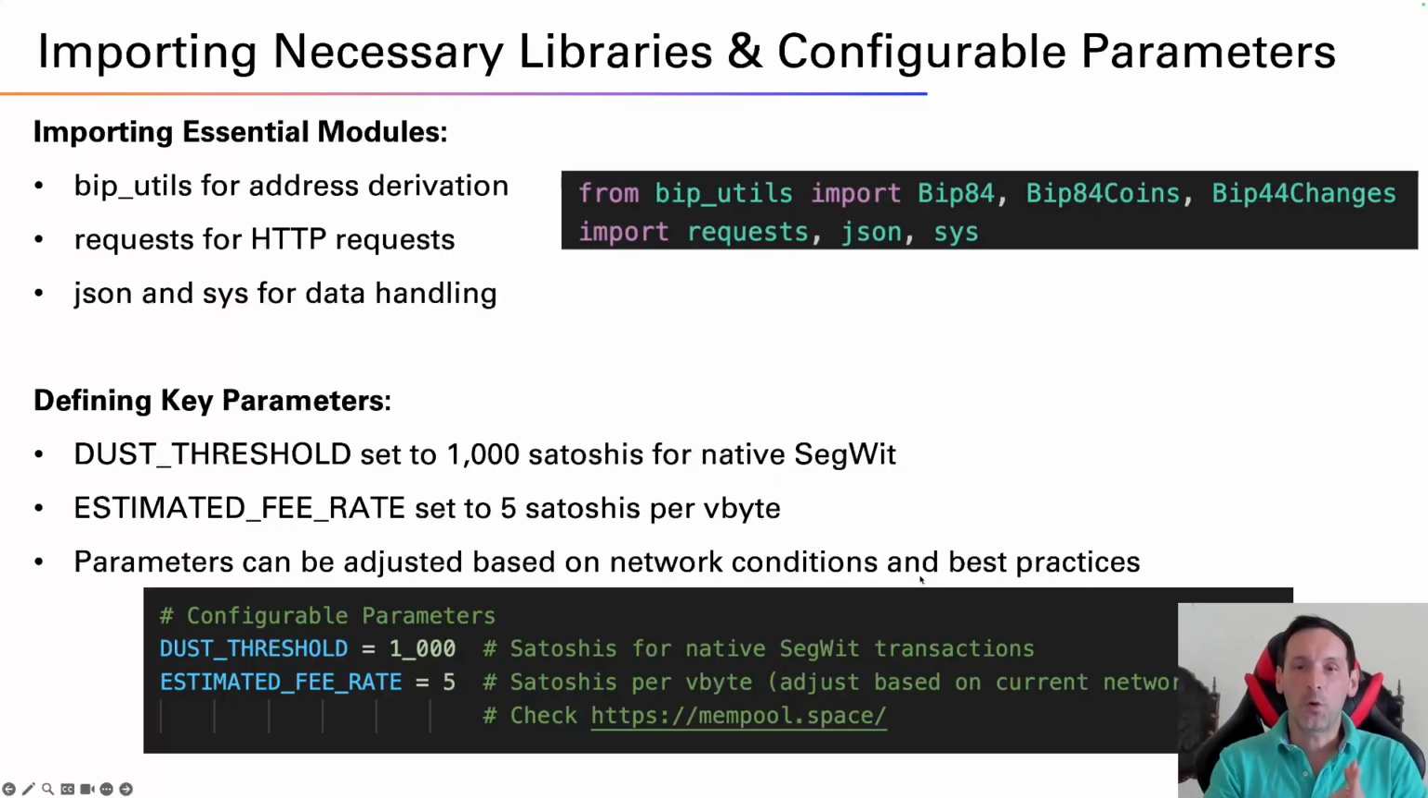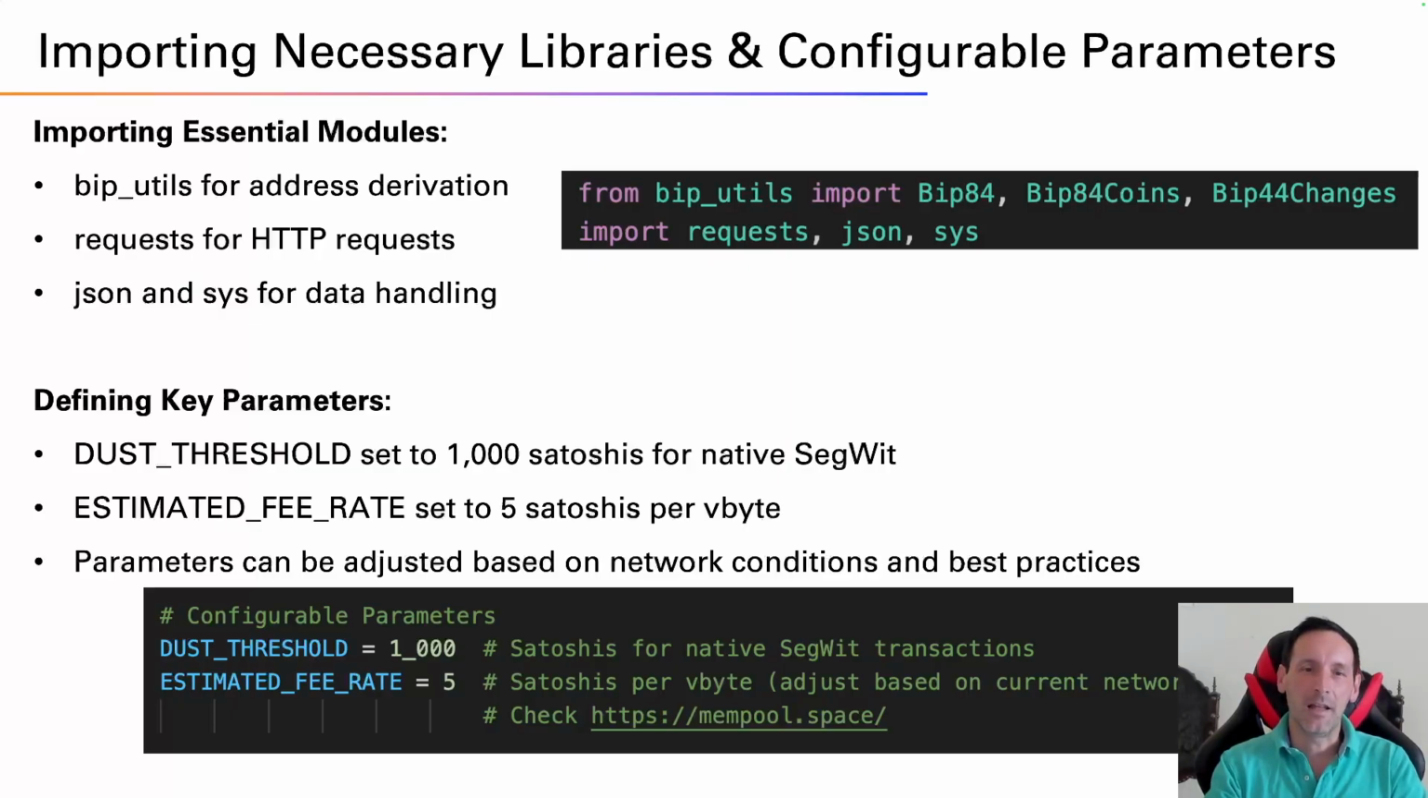Right, so now talking about the script itself. We're going into the deep details of the script. It starts by importing a few libraries. The key important one is this BIP_utils library, which is crucial for deriving the addresses using BIP 84 for native SegWit addresses. BIP, I believe, stands for Bitcoin Improvement Proposal.